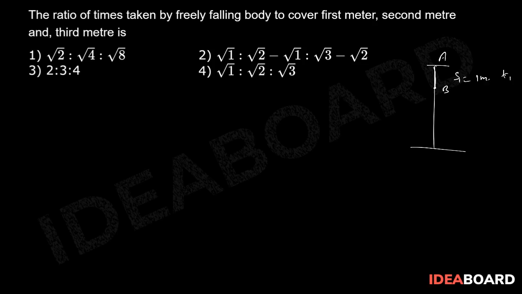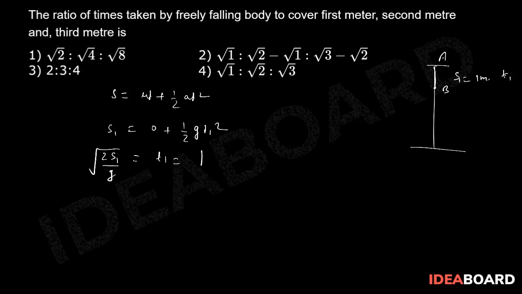So clearly S is equal to ut plus half a t square. This is the formula. For a freely falling object, S1 is equal to 0 plus half g into T1 square. So from here T1 is equal to root of 2S1 by g, which is root of 2 by g. That means this is root of 2 by 10 seconds, correct?